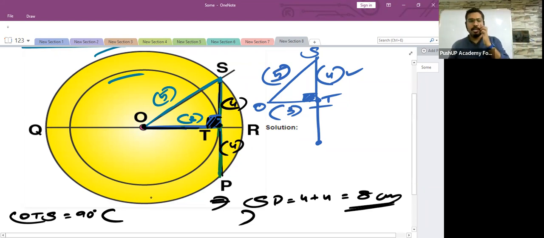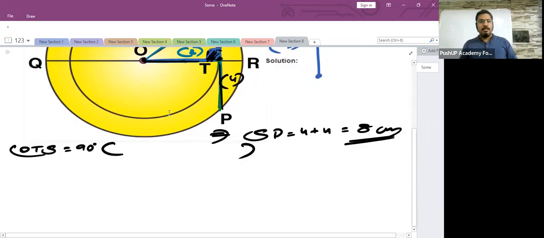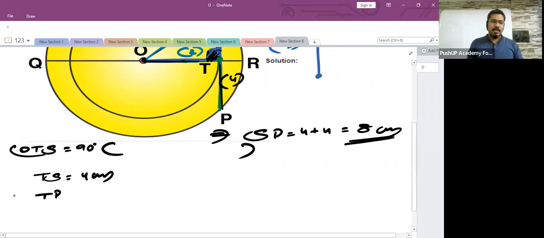Okay. Children, angle OTS is equal to 90 degrees. Why? What is the reason? Angle formed between the radii and the tangent. Property number 1. All right. Then you will apply Pythagoras theorem and get the value of TS. How much is TS? 4 centimeter. Please show the calculation. Then, children, you will say TP is also equal to 4 centimeter.